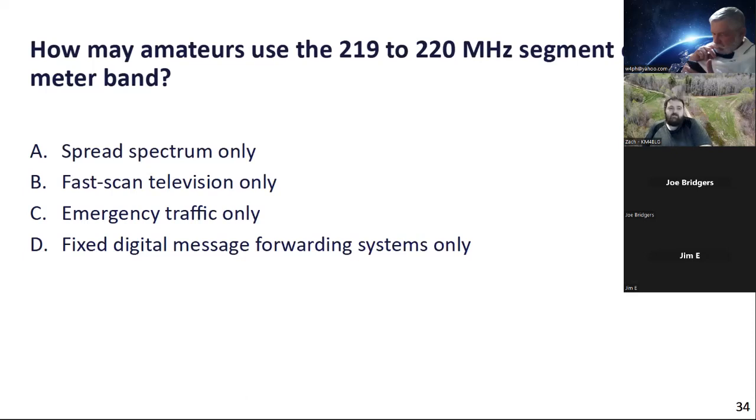How may amateurs use the 219 to 220 megahertz segment of the 1.25 meter band? Anyone? So the answer there is D, fixed digital message forwarding systems only. This is another one you'll just have to remember. That band chart we looked at earlier, that was that little yellow block that we saw in there. That specific portion of the 1.25 meter band was earmarked for that mode of operation and that mode only.